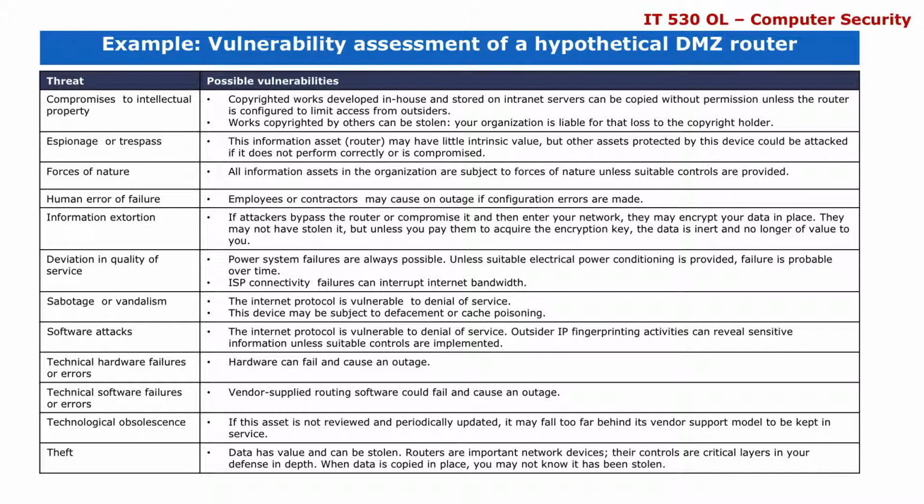This is a hypothetical example of a vulnerability assessment on a DMZ router. When you look at the threat, maybe a compromised intellectual property, a possible vulnerability is that copyright works developed in-house and stored on an intranet server can be copied without permission unless the router is configured to limit access from outsiders. So if the boundary or gateway router is not configured to block access, intruders might be able to compromise or even steal intellectual property.